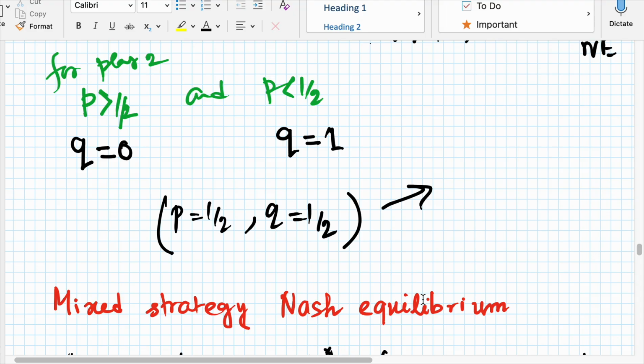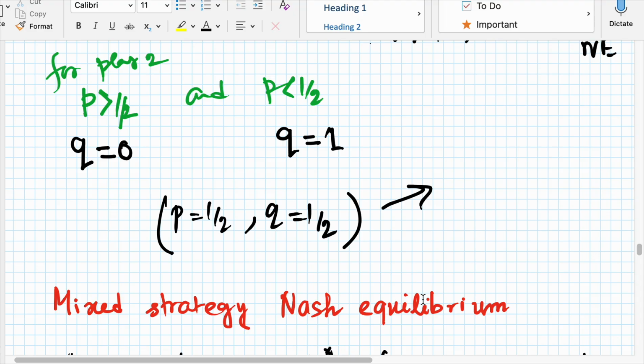So Nash equilibrium in a sense is a steady state. If they are in the Nash equilibrium, no player wants to change their strategy. And we have calculated and seen many Nash equilibria, pure Nash equilibrium as well as mixed Nash equilibrium, for many two player two strategy games.